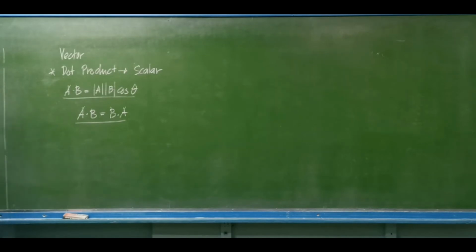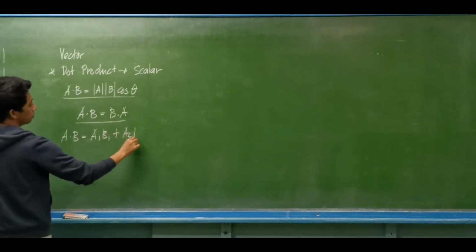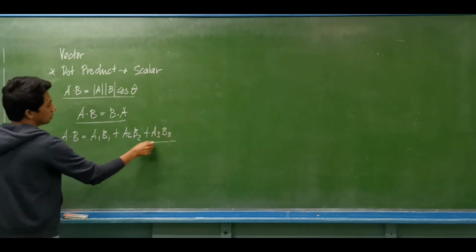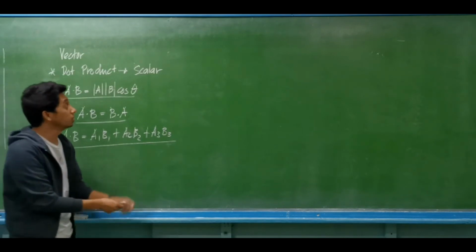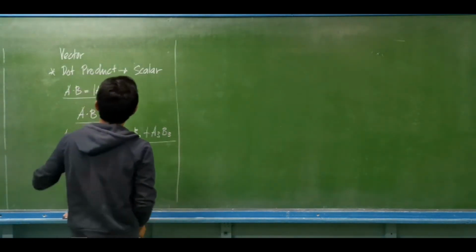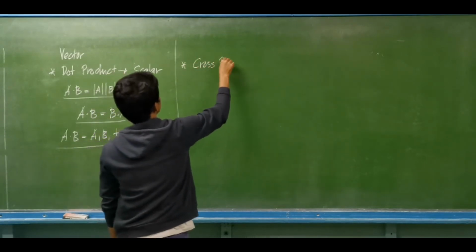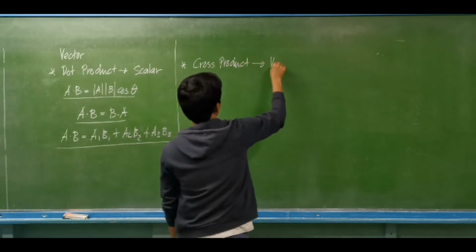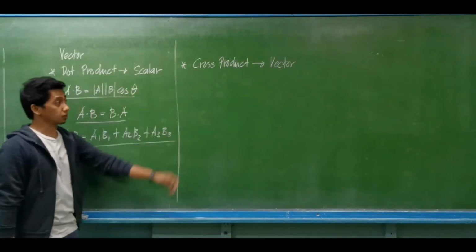If you have a simple equation for the dot product, A dot B is the same as A1 B1 plus A2 B2 plus A3 B3. But you can do this on your calculator using mode vector. Then, other than the dot product, we have the cross product. The resulting product is obviously a vector. The cross product of two vectors is always a vector.